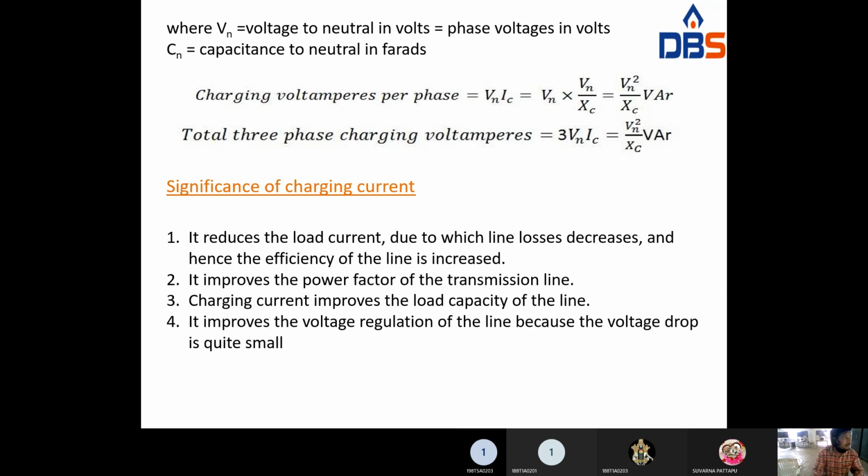Now what is the significance of charging current? It may reduce the load current, due to which losses decrease and hence efficiency will increase.